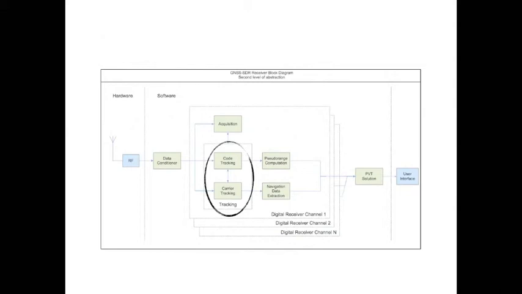These two values are used to wipe off the carrier and the PRN code from the incoming signal. What is left is the message that the satellite sent. This message includes information that is used to help calculate the distance. This information is extracted in the navigation data extraction module. The last process corresponds to the actual calculation of the distance.